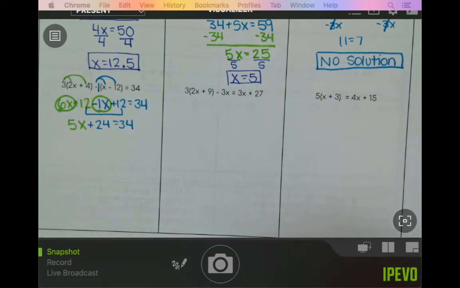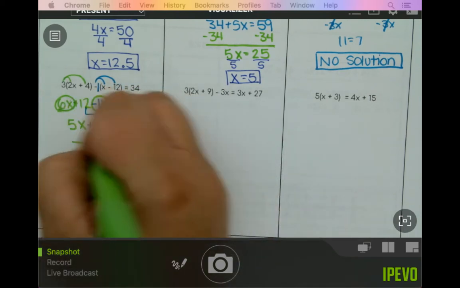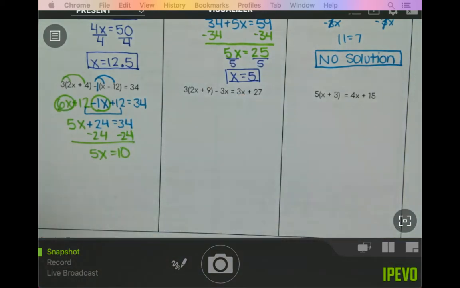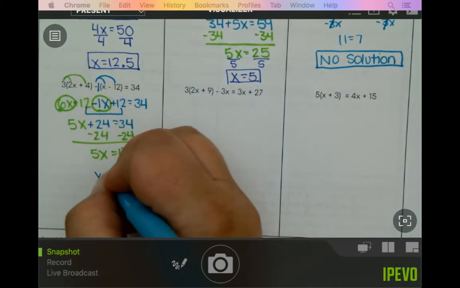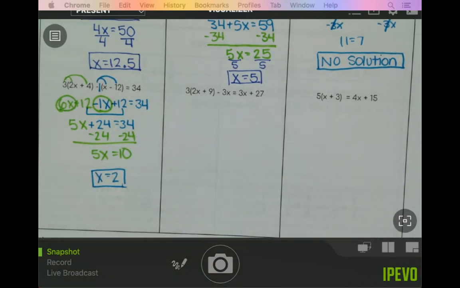And then subtract it and divide. 34 minus 24 is 10, and 10 divided by 5 is 2. Now, I am not super picky about how you show me your work. It just needs to be there in some form. For instance, I didn't show you my division by 5.